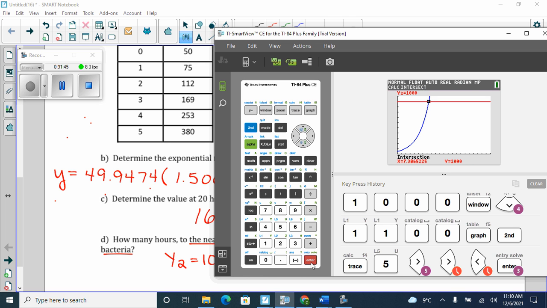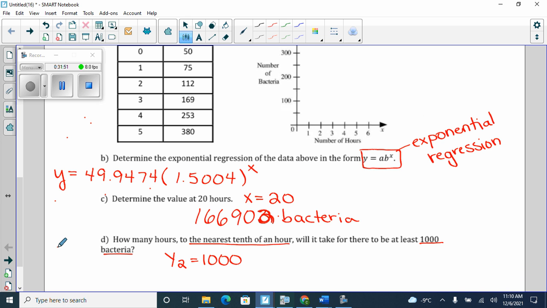Enter, enter, enter. So it's 7.38, I believe, so it'd be 7.4. And once again, if this was a written response on a test or on the diploma, you'd say it will take 7.4 hours for there to be at least 1,000 bacteria. Right? Everyone flip over.